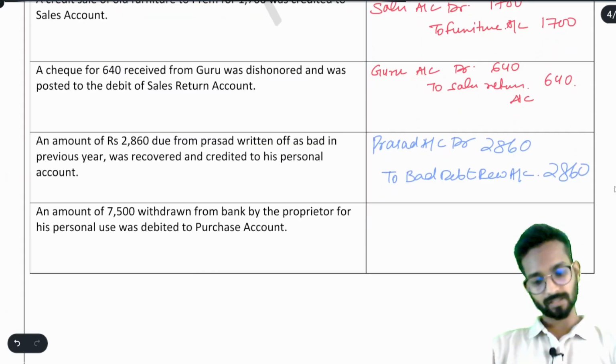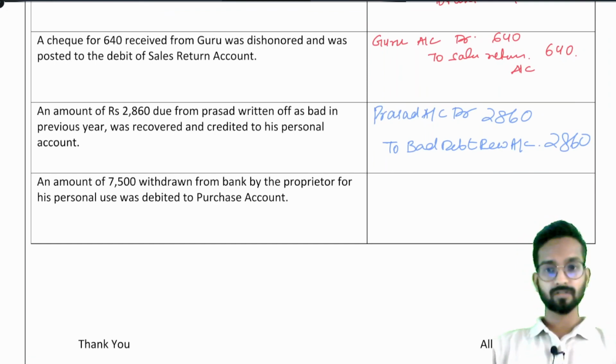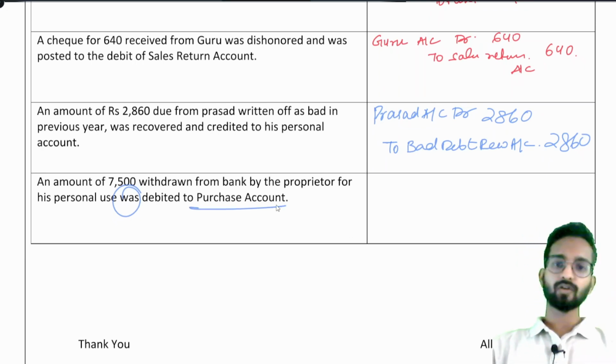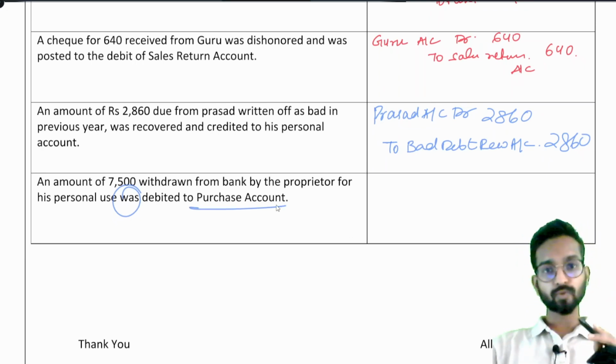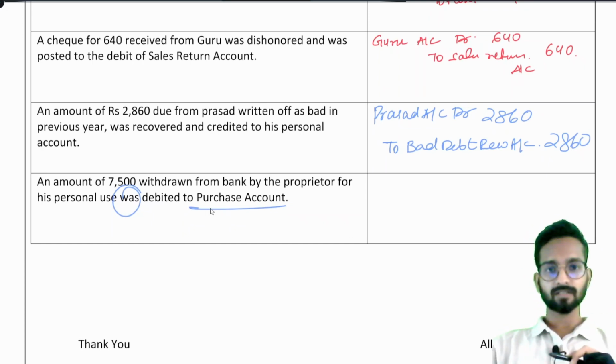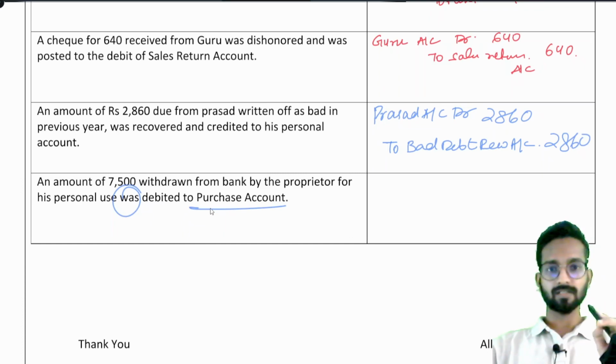The next question is, an amount of 7,500 withdrawn from bank by the proprietor for his personal use. Whenever it is for personal use, you are withdrawing the money. What will be the journal entry? Drawings account debit to cash. Okay. Then it was debited to purchase. Oh my God. I was supposed to write drawing to cash. What I have written? Purchase to cash. So the correct entry will be drawings account debit to purchases.